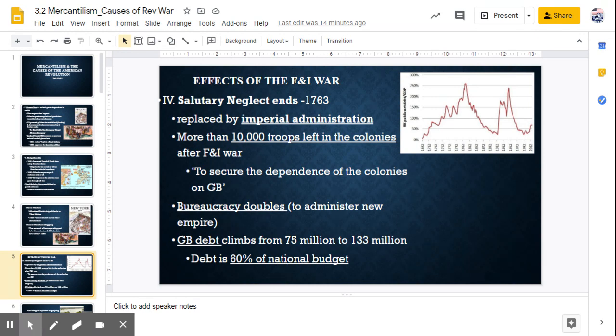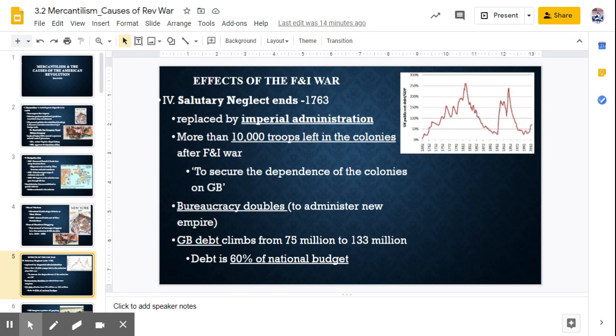So although by 1713, a lot of colonists had, for the most part, paid very little to no taxes, this is going to end. The end of the time when colonists were not having to pay all of these taxes, we know it as salutary neglect, and it ends in 1763. And at that point, there is now what is known as an Imperial Administration.